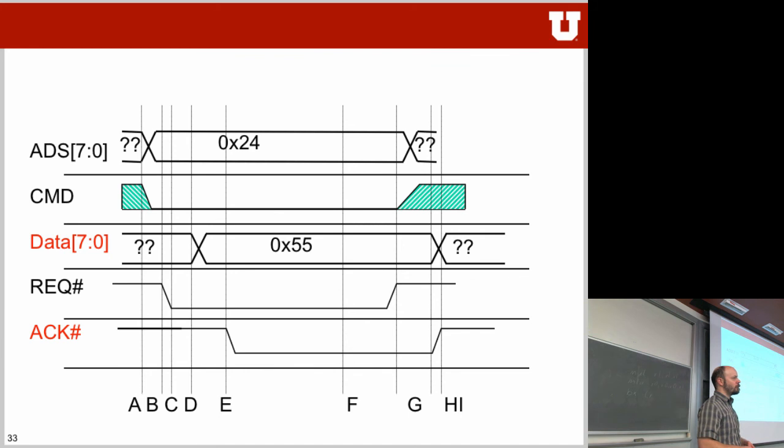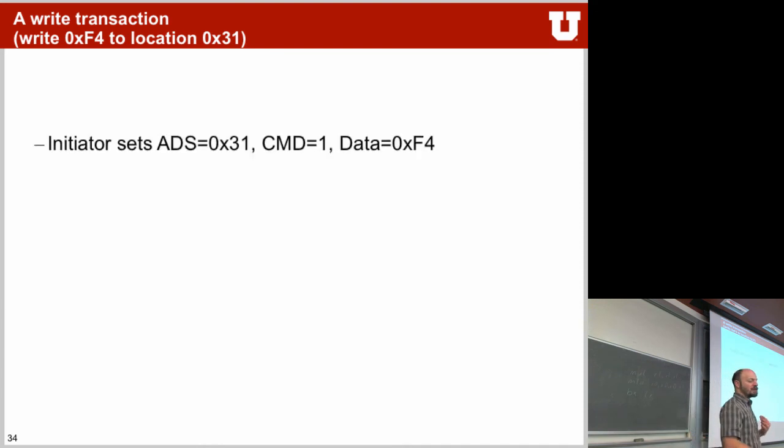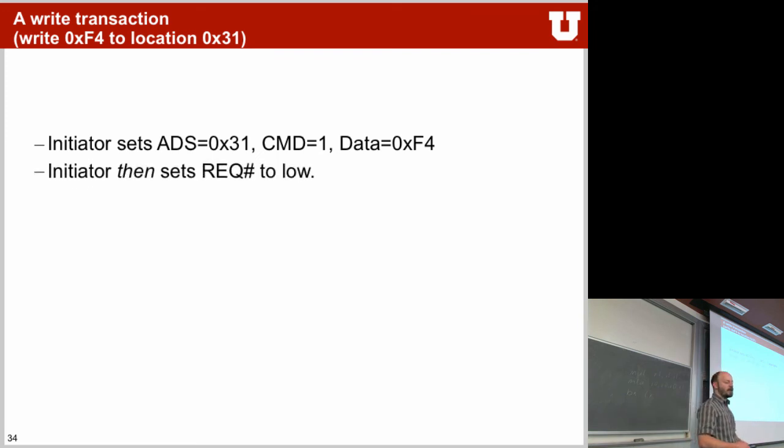All right, so how does a write transaction work? That's the inverse now. First, the initiator sets the address, command at 1, and the data will be put onto the bus itself. Then it sets the request number to low, telling the target, hey, something is happening on the bus. The address will identify which target we want to talk to.